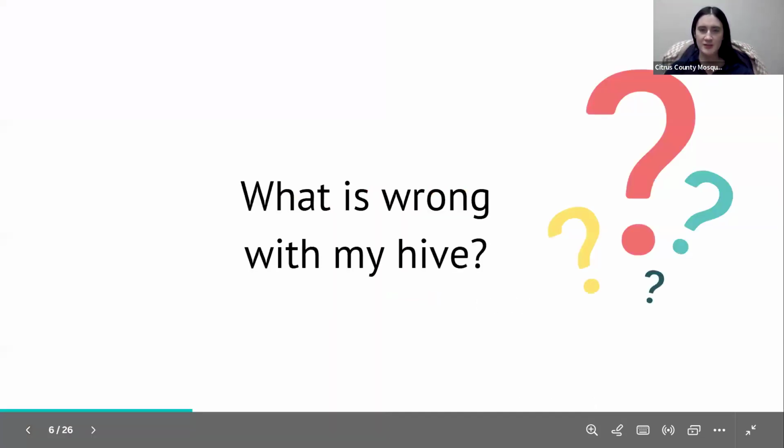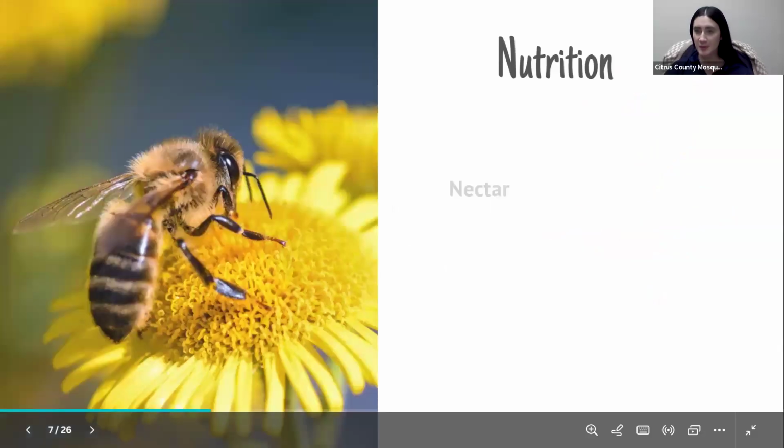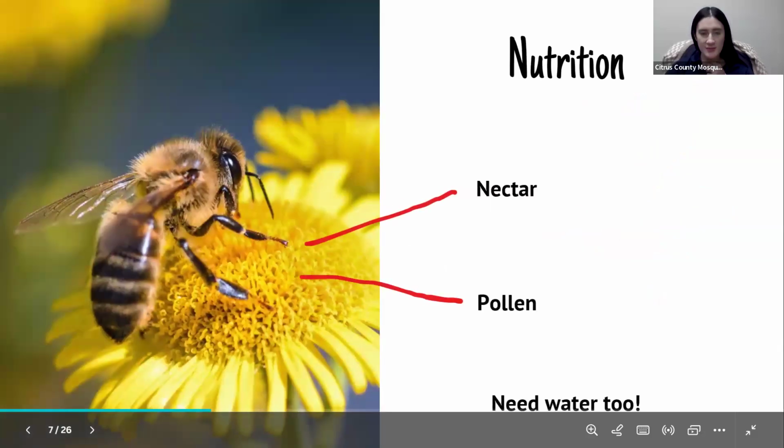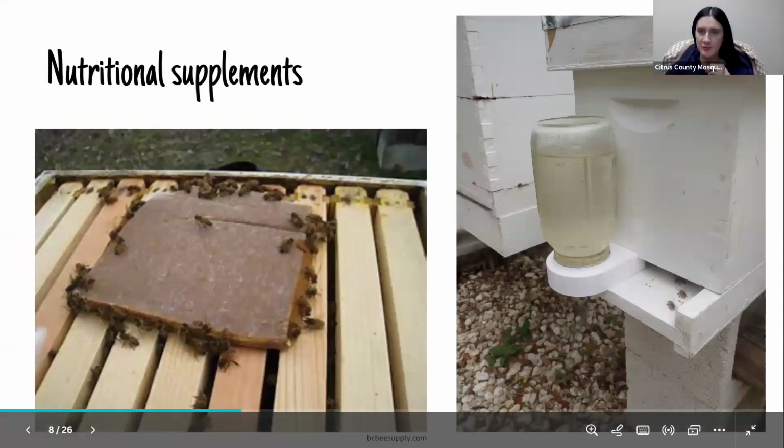So going back to this frame, if you're not seeing any stores, they're not collecting nectar, they're not collecting pollen, then you need to supplement those things. So they're not finding them naturally in the environment and you need to provide them. And so we've talked about nutritional supplements before, I think in the last video. So I won't go too into detail, but over here on the left, that's a pollen patty. And that is what you're going to supplement if they're not collecting a lot of pollen from the environment, you want to go ahead and supplement it.